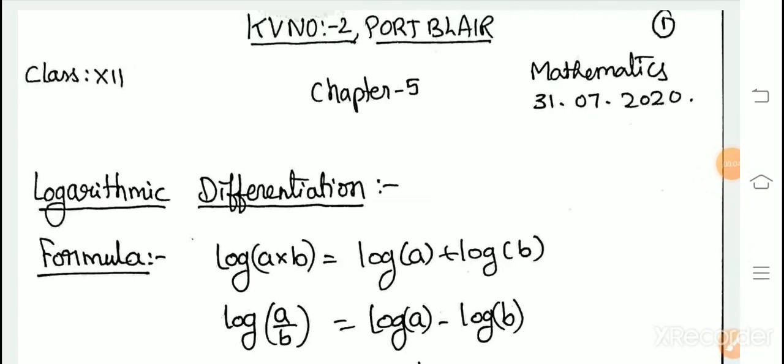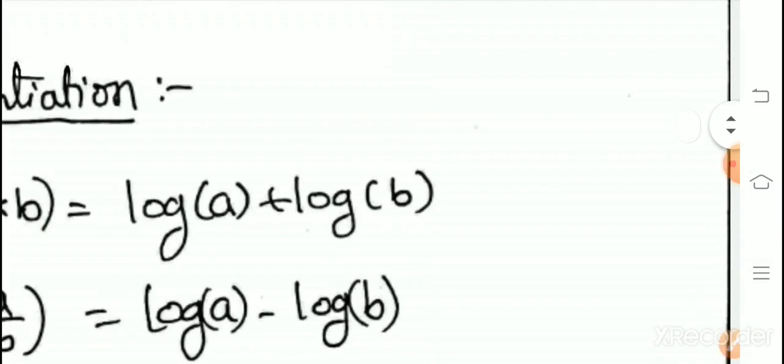Today's class is on logarithmic differentiation, which is a very important topic in chapter 5, continuity and differentiability. It's very important in the simplification process also. It needs a lot of practice. See, before I start logarithmic differentiation, let me ask you a few questions.